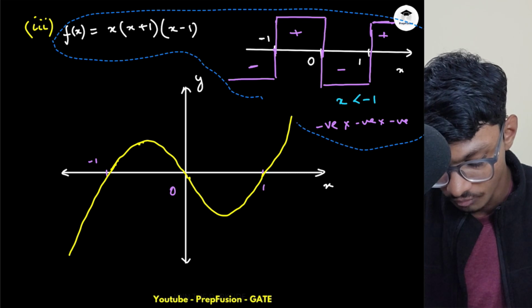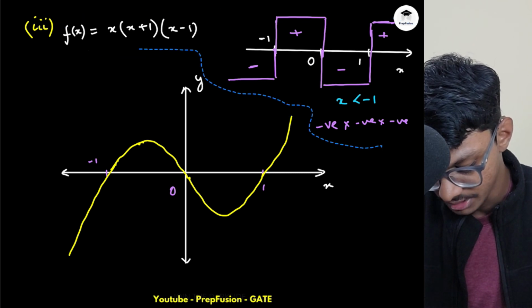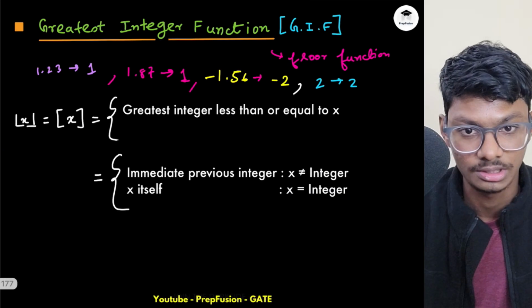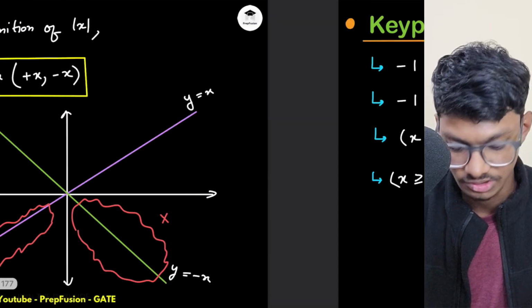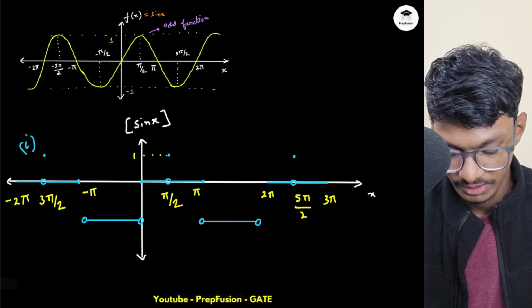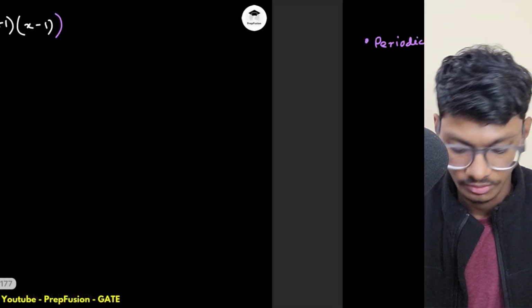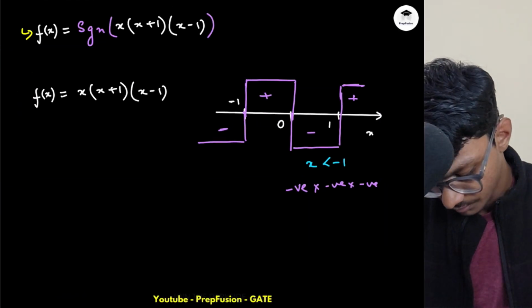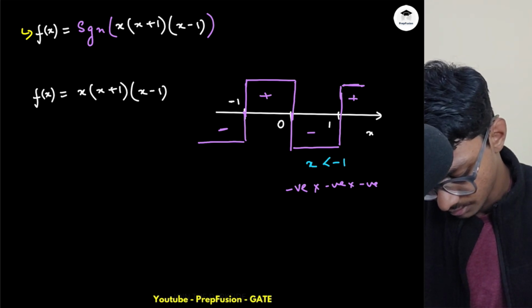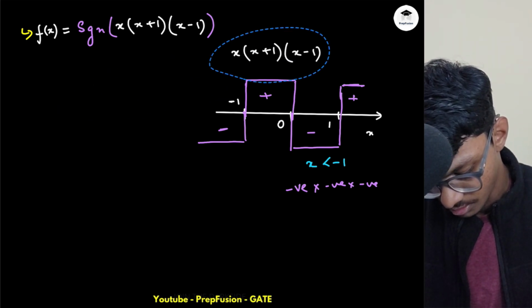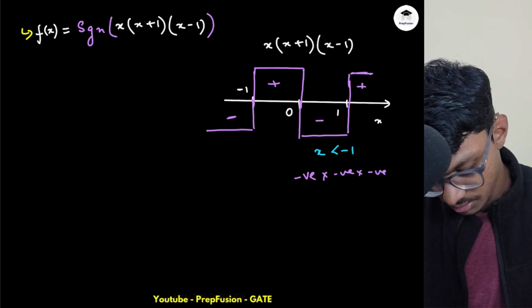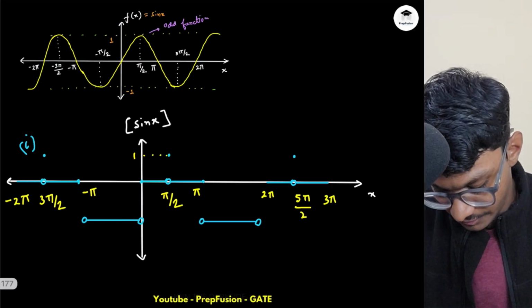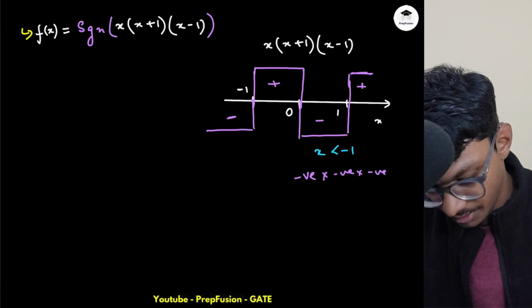Because I know where my function is positive and where my function is negative. So I know the locations of where my function is positive and negative. The Signum function tells that only. If it is positive it will give me plus 1, if it is negative it will give me minus 1, if it is 0 it will give me 0. Okay, so pretty simple. So the graph will also look something like this, if I just try to make the graph.